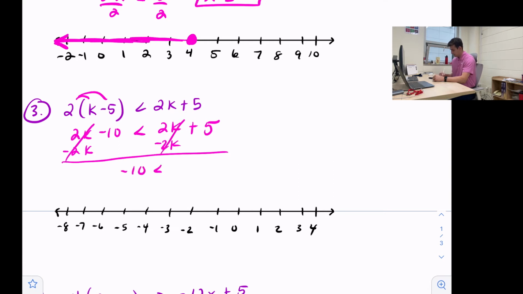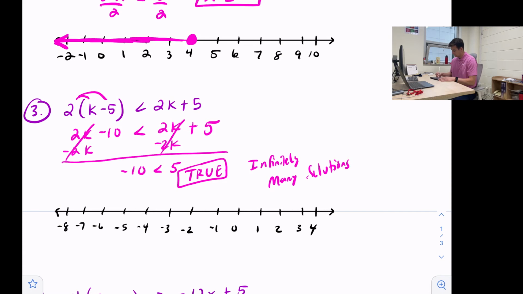So when this happens, we need to evaluate the numbers we have left. So we need to ask ourselves, is negative 10 less than 5? And we would say yes, right? That is a true statement. So since that is true, we would say we have infinitely many solutions. So on our number line, we would just shade the entire number line. All of our possible solutions, we will shade.